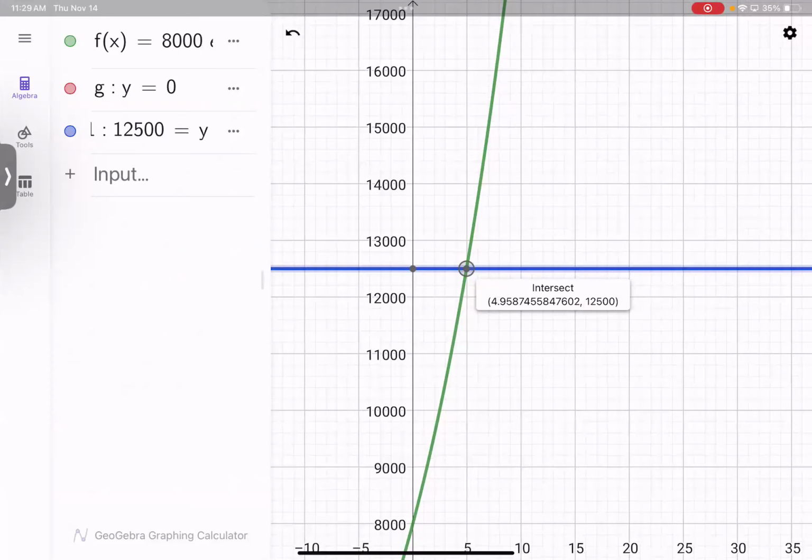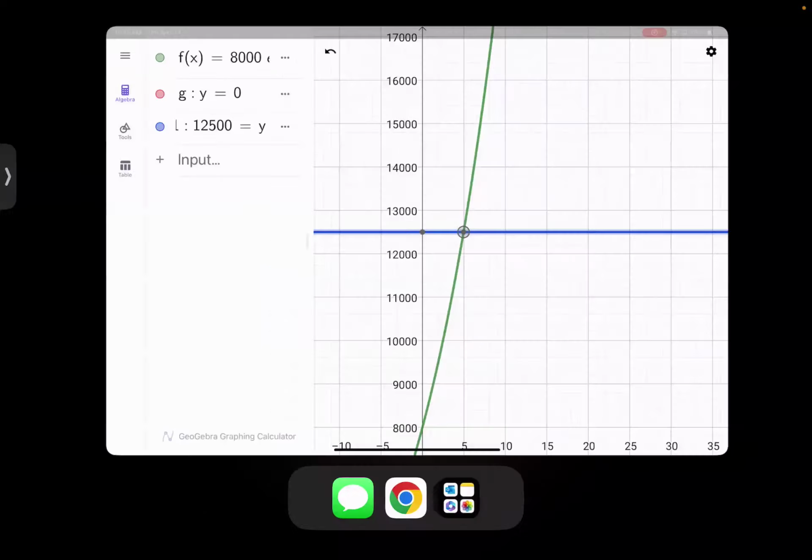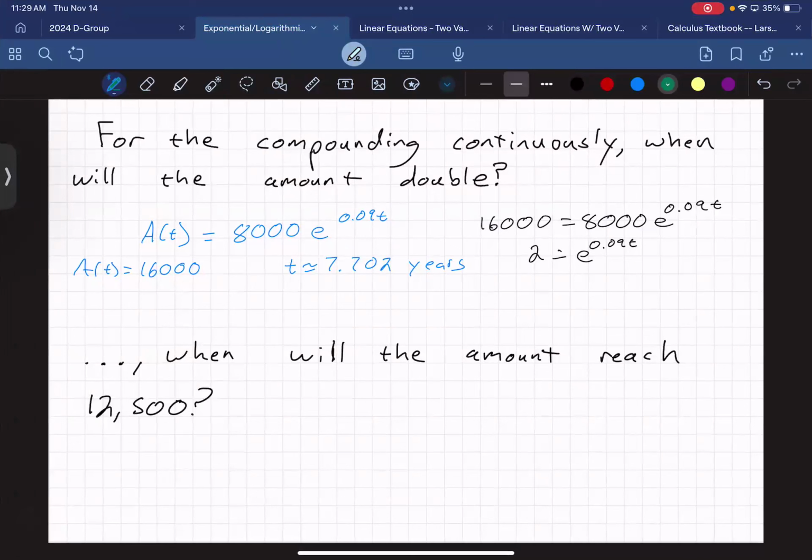Okay, what does the 4.96 represent to us? What's the measurement we're referring to right now? What was the question I asked? When, right? So that's a number of years, right? So 4.96 years, almost 5 years, would answer this one.